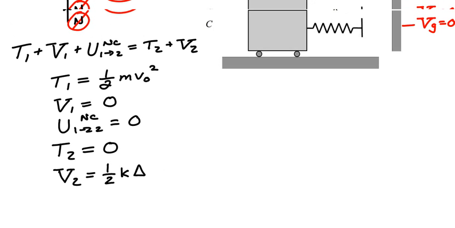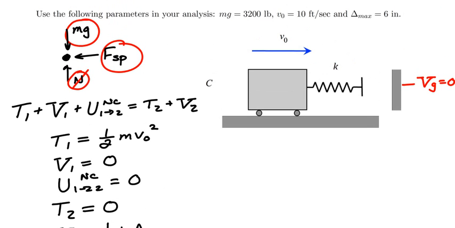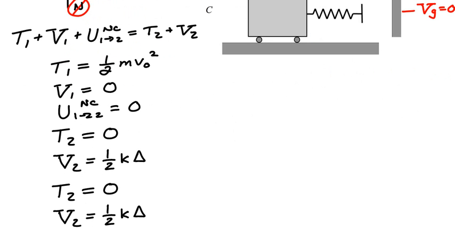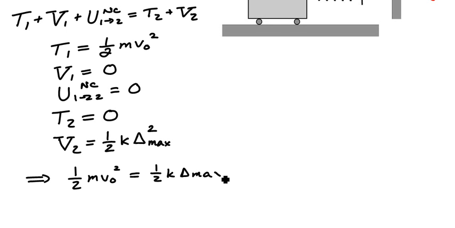Let me just go up to double check. I don't want to change the notation on you. Indeed, that's correct, delta max. So this is going to be delta max quantity squared. So I can go ahead and take these 5 terms and substitute them back into the work energy equation. And if I do that, I'm going to have that 1/2 times m times V0 squared is going to equal 1/2 times K times delta max quantity squared.